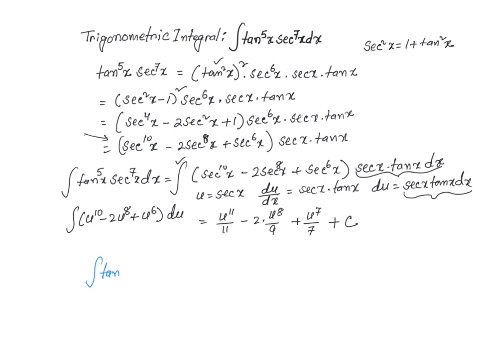Then I will have the integral of tangent x to the power 5 secant x to the power 7 dx is equal to secant x to the power 11 over 11 minus 2 over 9 secant x to the power 9 plus secant x to the power 7 over 7 plus the arbitrary constant c. And that is your final answer.